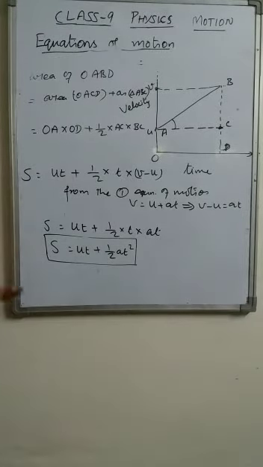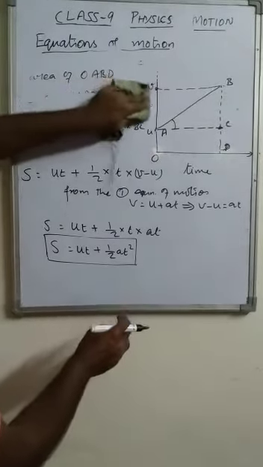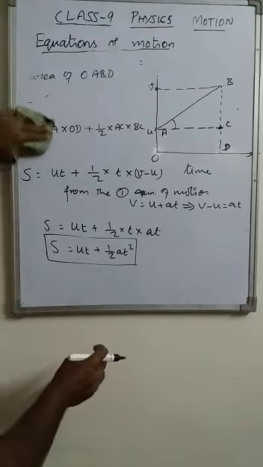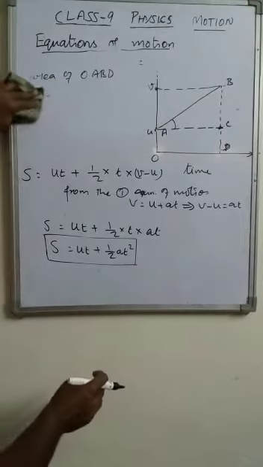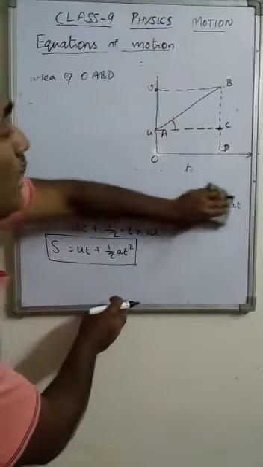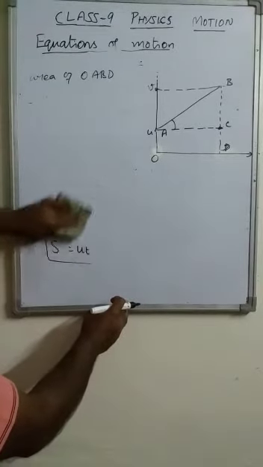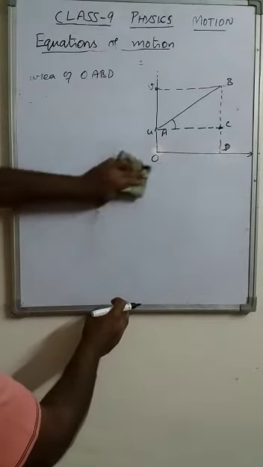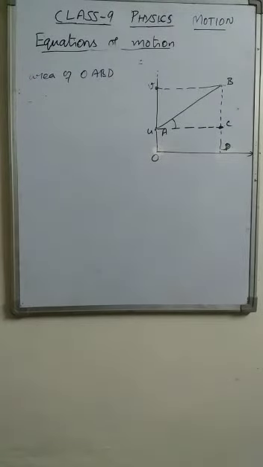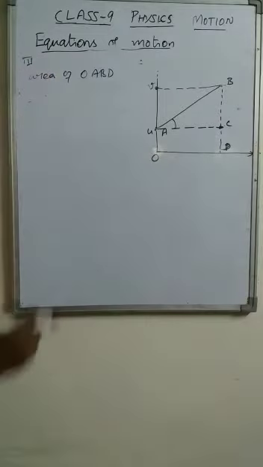Now we go to the third equation of motion. For the third equation of motion, also the same graph. The same graph is going to be used, and again we are going to find out the area of this VT graph. Here we use the same trapezium. For the third equation of motion, again we find the area of this OABD.